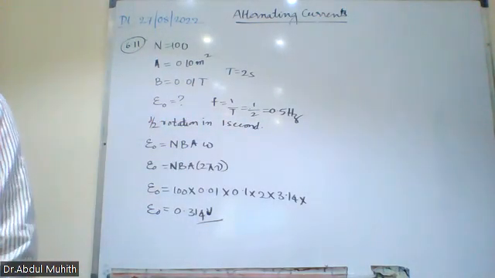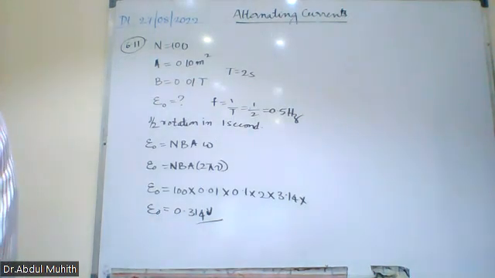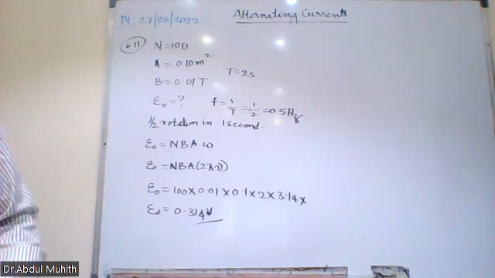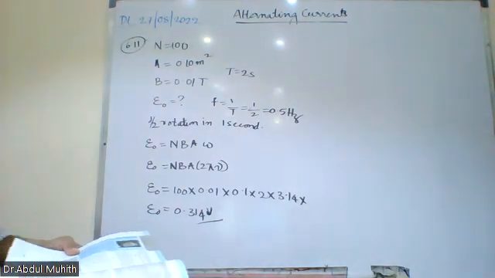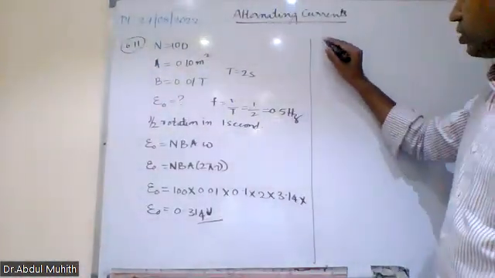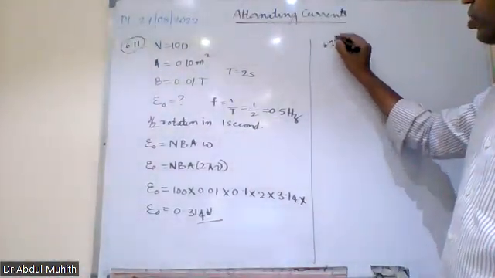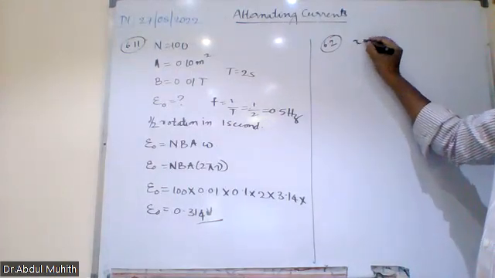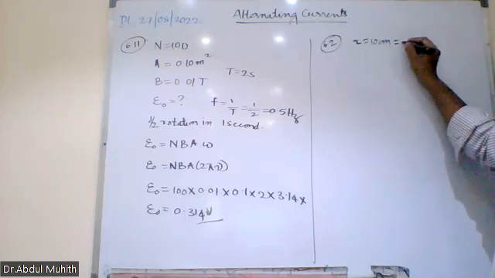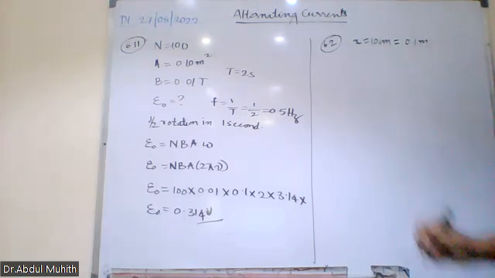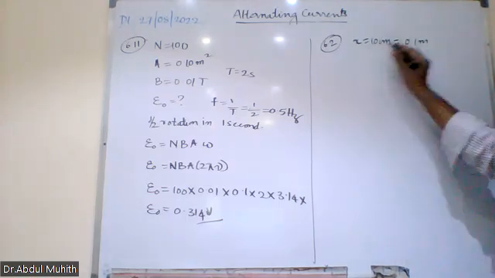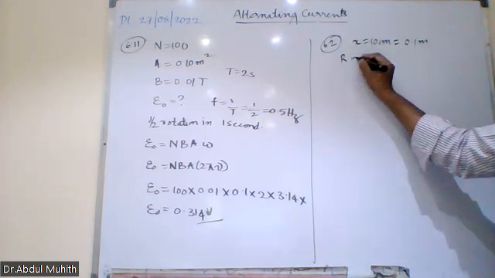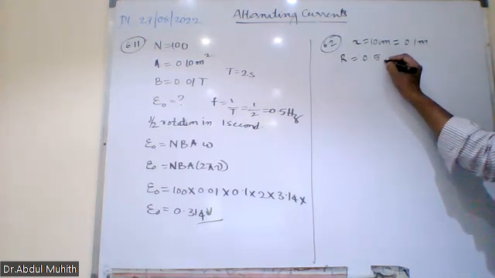Next question is 6.2. In 6.2, what he is saying, a square loop of side 10 centimeter. X is equal to 10 centimeter, which is equal to 0.1 meter, and having resistance R equal to 0.5 ohms.